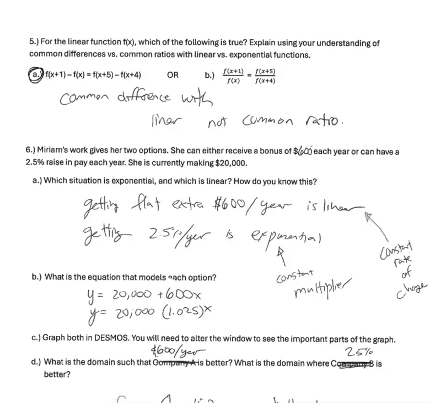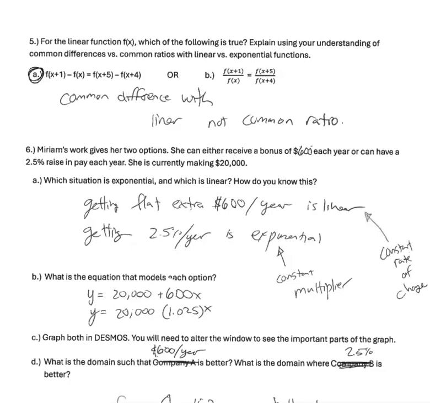The next one, for the linear function, which of the following is true? Explain using your understanding. Is the difference between x and x plus 1 going to be the same as between x plus 4 and x plus 5? Are the differences always the same, or are the ratios always the same for linear? And we know the differences are always going to be the same for linear. So since they said it was linear, and A is talking about the differences, not the ratios, it's got to be A.